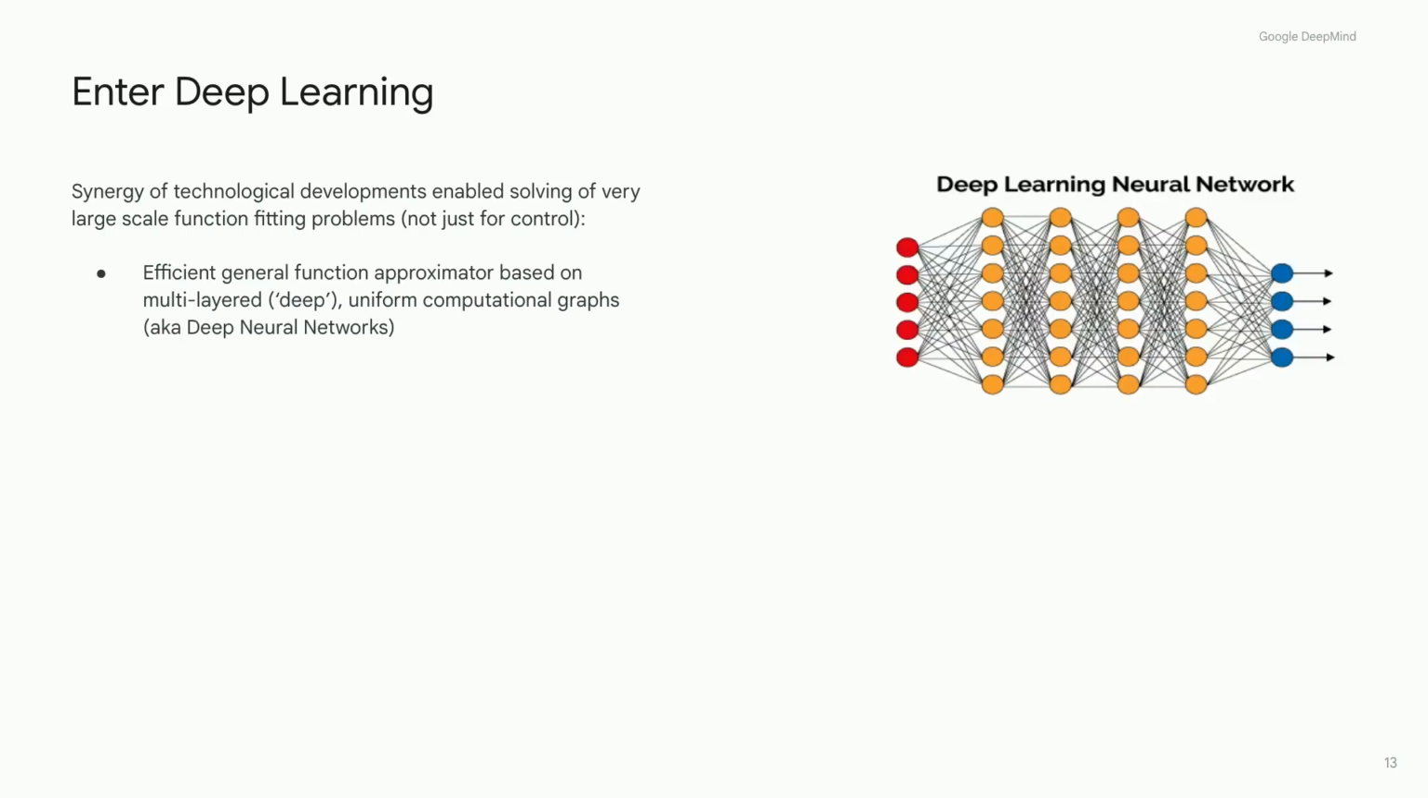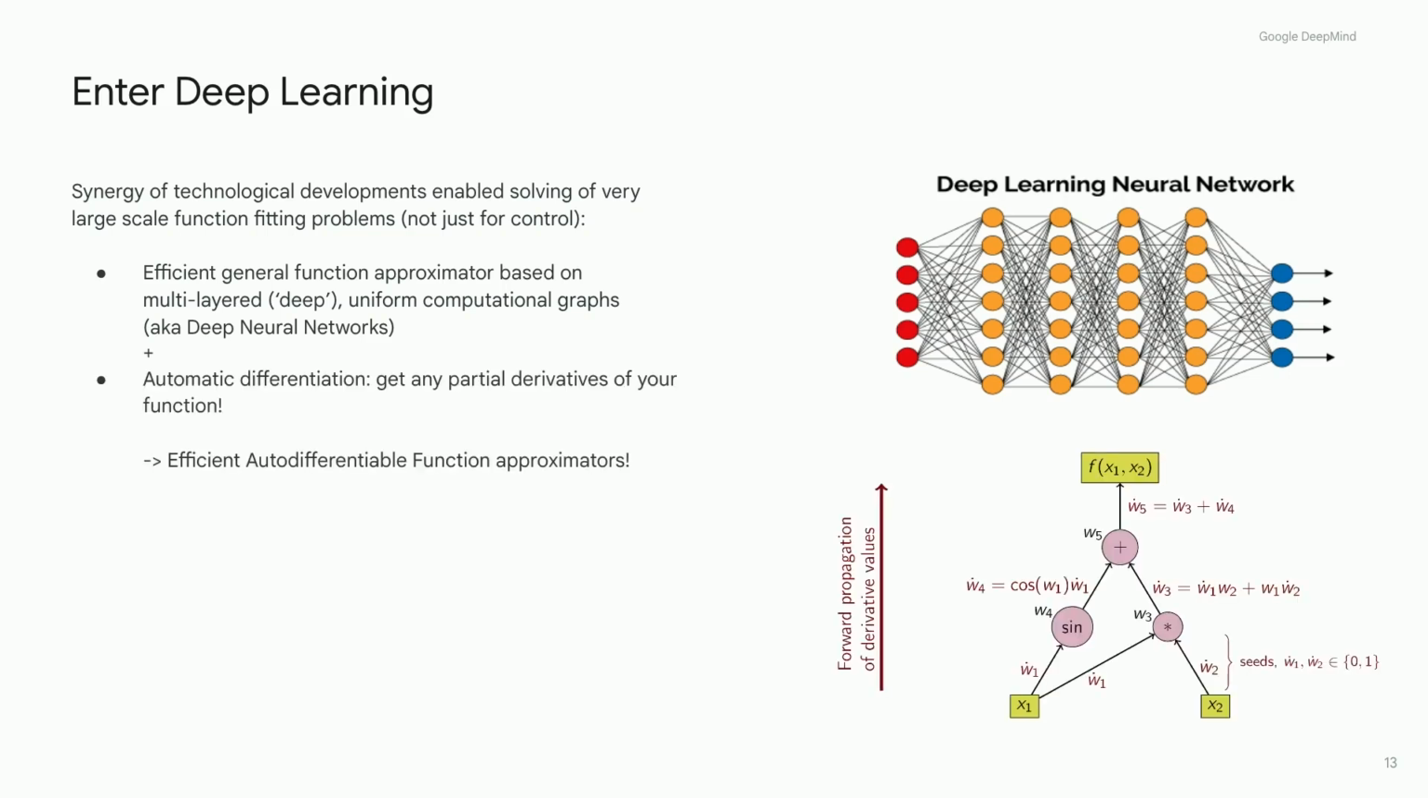The first one is the realization, this is quite old, that there are very efficient function approximators. When I say efficient, I mean if you compare the expressivity to the parameter count, these are deep, uniform computational graphs. And this is obviously your neural networks. I really don't like the term neural networks for many reasons. So this uniform graph is very efficient to fit functions.